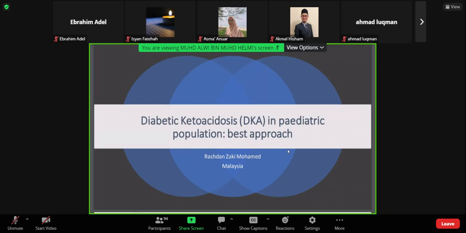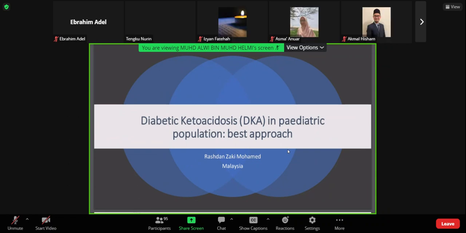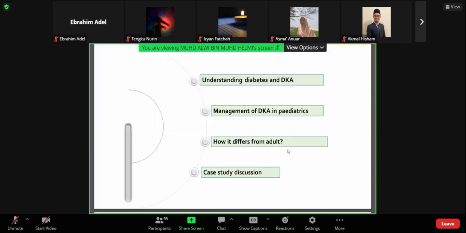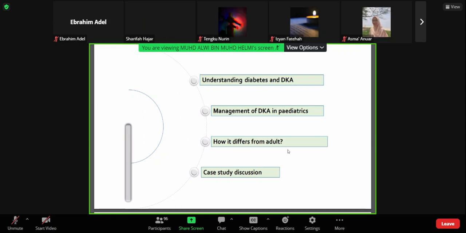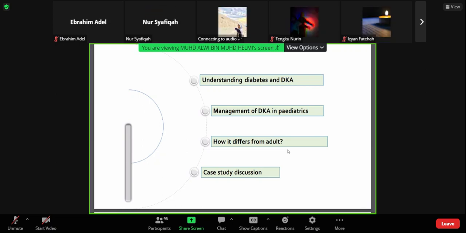So the topic is diabetic ketoacidosis in pediatrics. This is the best approach up till 2020. So the outline: I'm going to talk about understanding diabetes and DKA, management of DKA in pediatrics, and how it differs from adults, and a bit of case study for discussion.